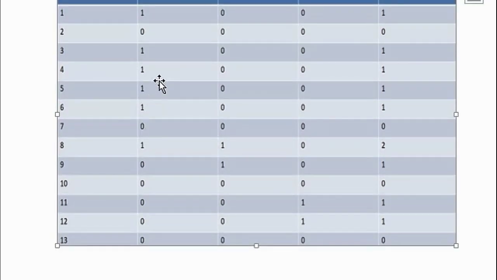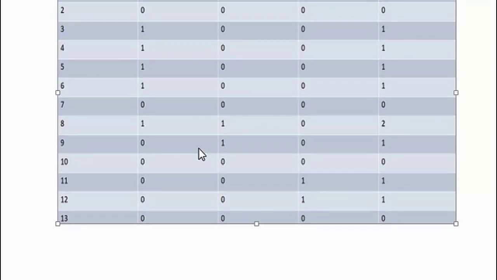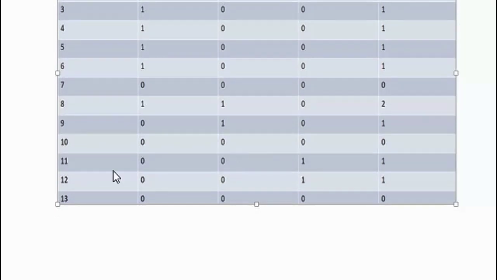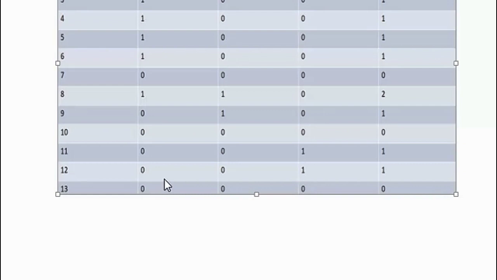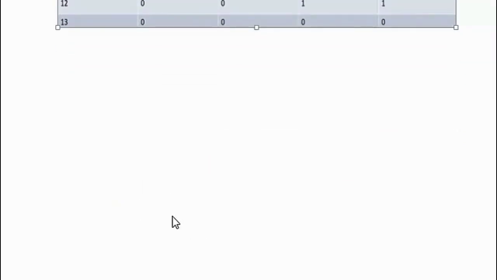For 5 and 6, and for 7, 0 is greater than y7. For 8 we have XA plus XB greater than y8, and for 9 there is XB. For 10 there is none, for 11 there is XC, for 12 there is XC, and for 13 there is none.